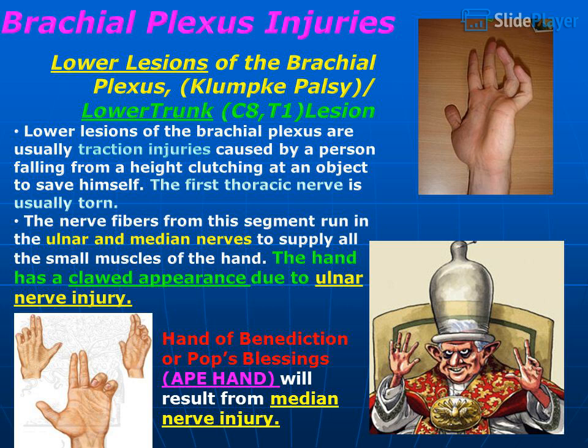The nerve fibers from this segment run in the ulnar and median nerves to supply all the small muscles of the hand. The hand has a clawed appearance due to ulnar nerve injury. Hand of benediction or Pope's blessing, ape hand, will result from median nerve injury.